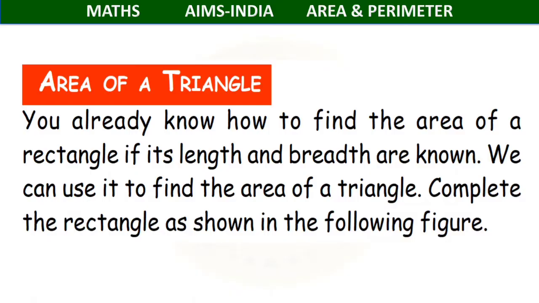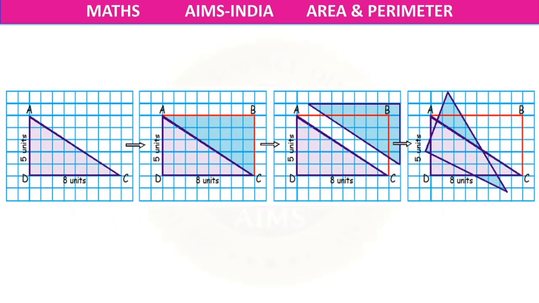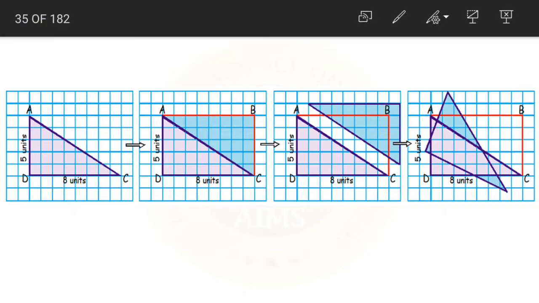So in the previous class we have learned how to find the area of a triangle using a rectangle. Yes, see, we had a triangle here. Let us revise quickly. We had a triangle. We have completed the shape into a rectangle, and when we observe, this rectangle has two triangles. Yes, and both the triangles are of the same size.